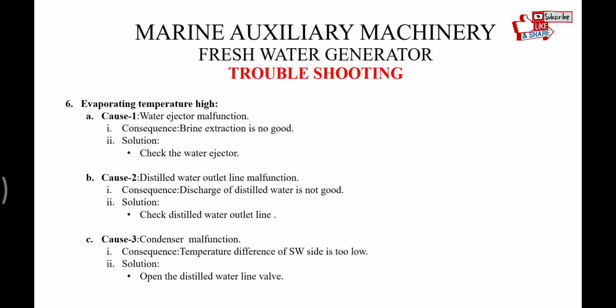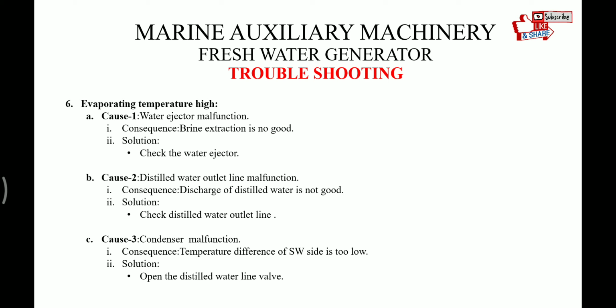Sixth fault which we see in freshwater generator is evaporating temperature high. In that case, the reason for temperature to be high is water ejector malfunction, and the consequence is brine extraction is no good. The solution is to check the water ejector. And the second cause for that is distillate water outlet line malfunction. The consequence for that is discharge of the distillate water is not good, and the solution is check the distillate water outlet line.